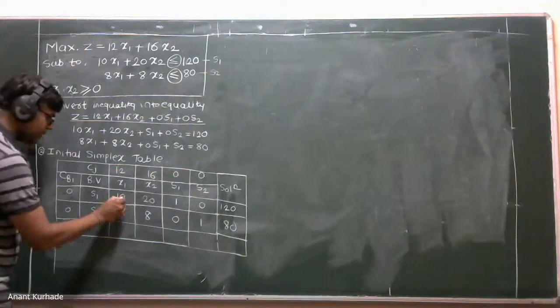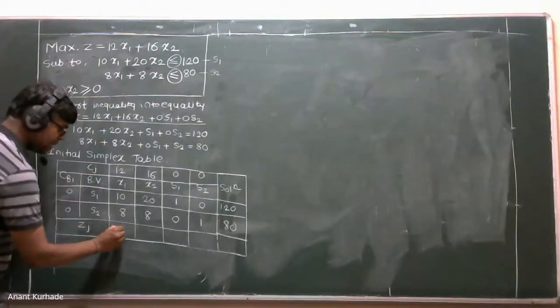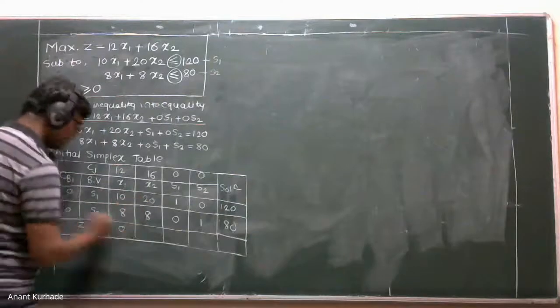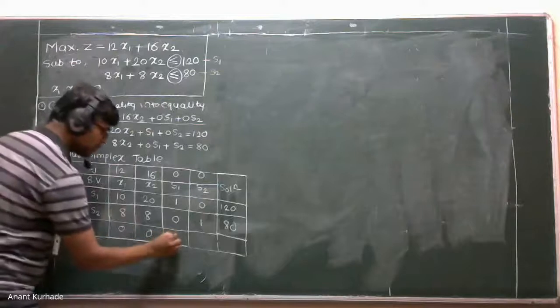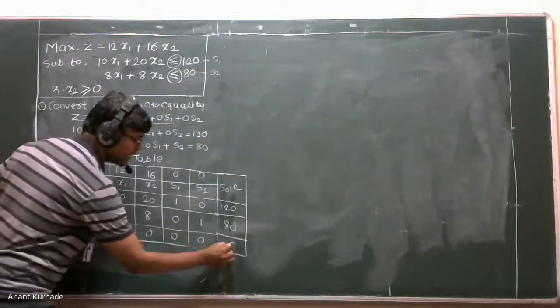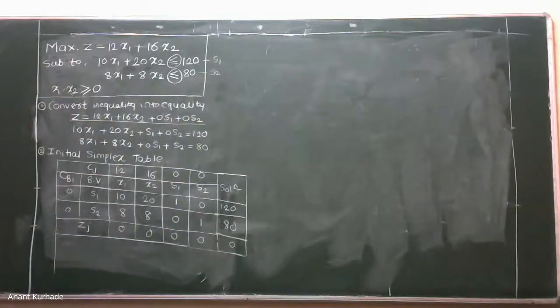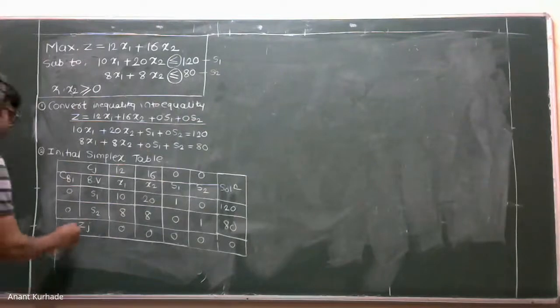See how we are calculating Zj. 0 into 10 plus 0 into 8, it is 0. 0 into 20 plus 0 into 8, 0. 0 into 1 plus 0 into 0, 0, 0 and again 0. Now next we are calculating Cj.